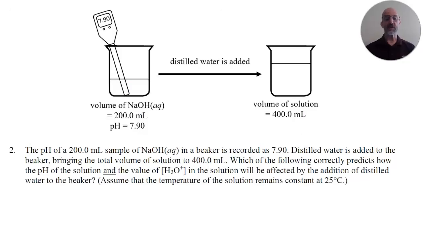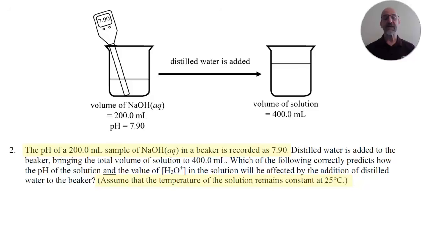In question 2, it says that the pH of a 200.0 milliliter sample of aqueous sodium hydroxide in a beaker is recorded as 7.90. And then at the end of this question, it says, assume that the temperature of the solution remains constant at 25 degrees Celsius. Now, it turns out that sodium hydroxide happens to be an example of a strong base, but we will talk more about strong acids and strong bases in topic 8.2 in this lesson.